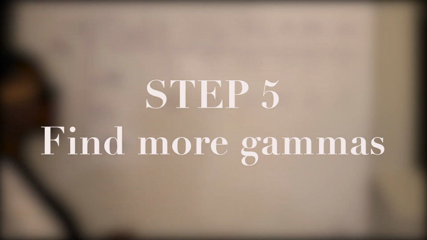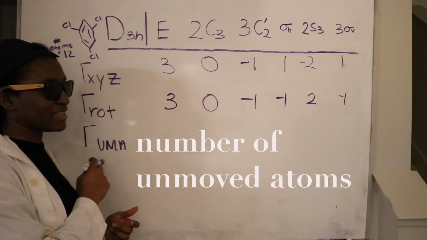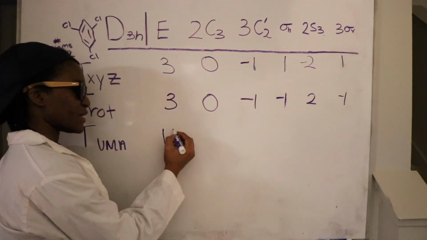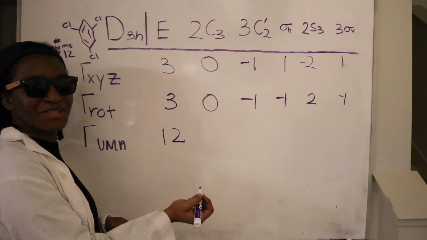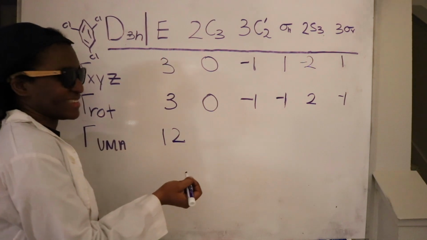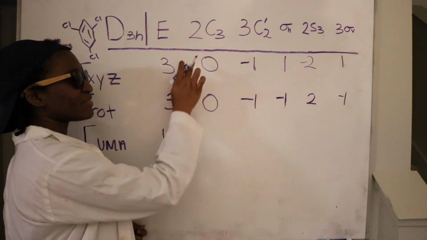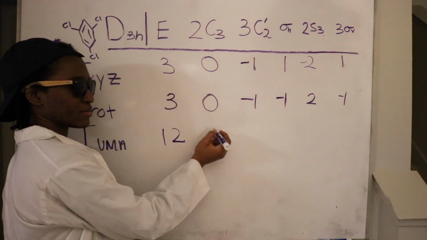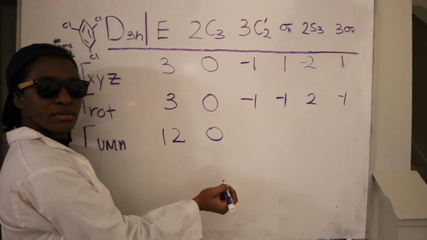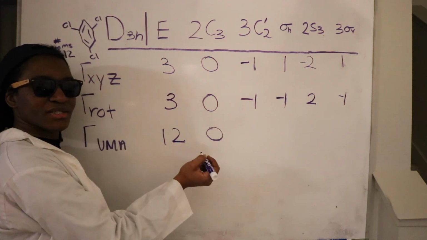To find the gamma, the number of unmoved atoms in this whole, for identity, it's 12, because none move. All right, moving on. For C3, it's 0. Everything moves by 120 degrees.